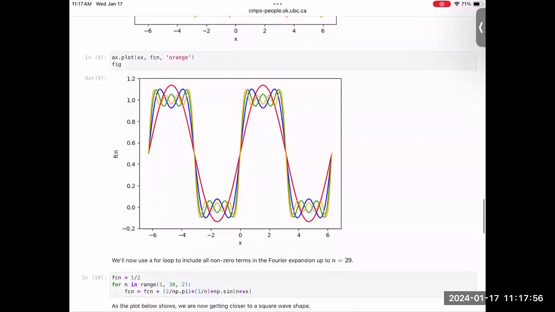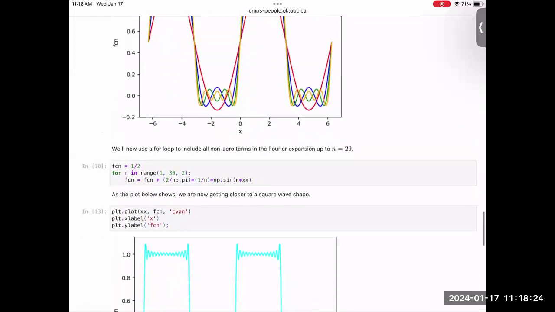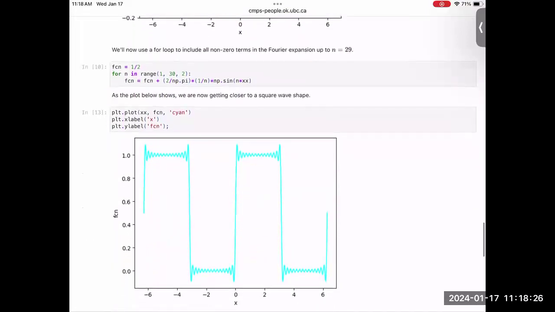So what I'm going to do is write a little loop that's going to include terms up to n equals 30. So the Bn has only the odd terms, and so there is no n equals 30. So this includes up to n equals 29. So this would go to 1 over 29 times sine of 29x. Okay, and there's this cyan one.